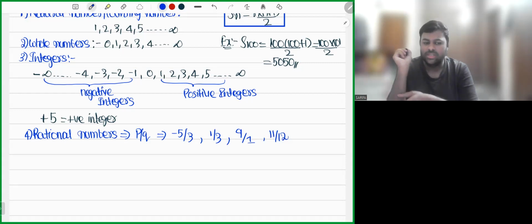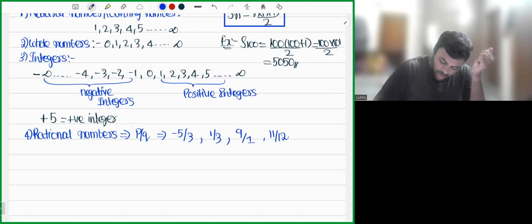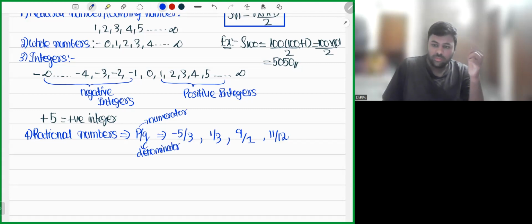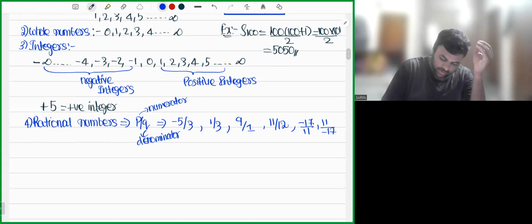So any number which is written in the format of p by q, where p is called the numerator and q is called the denominator. Which is there on the top, we call it numerator, which is there on the bottom, we call it denominator. -17 divided by 11 or 11 divided by -17, all these are called rational numbers. So if I want to write them in circles, I'll write them like this.